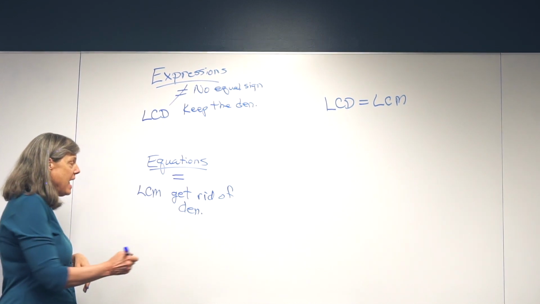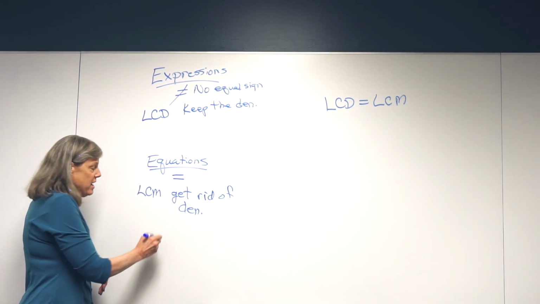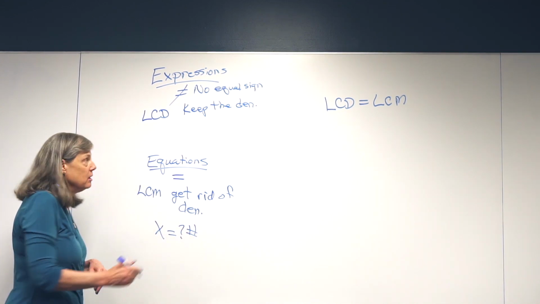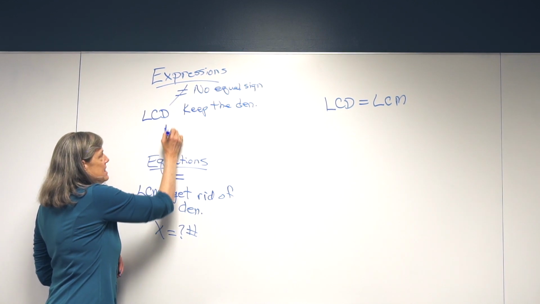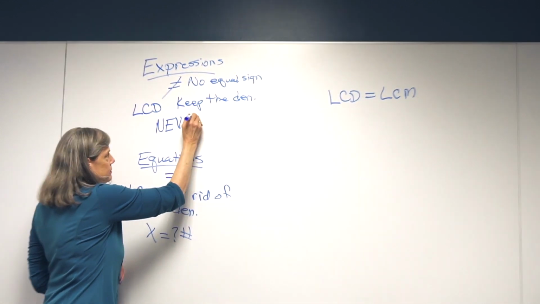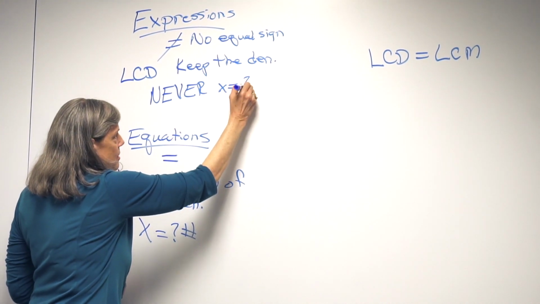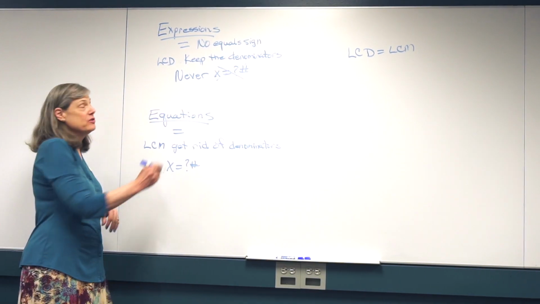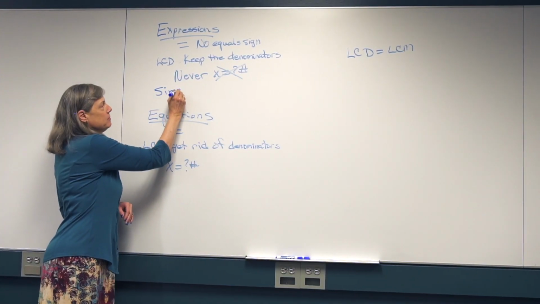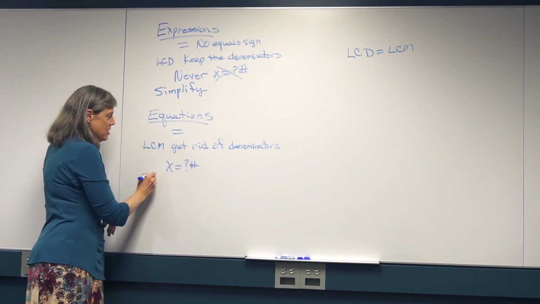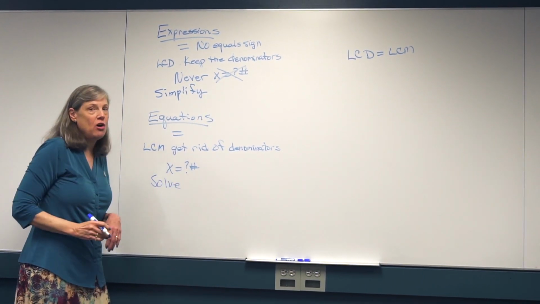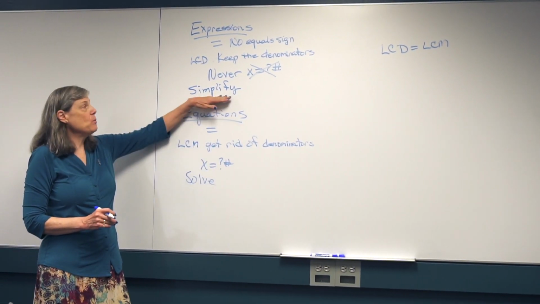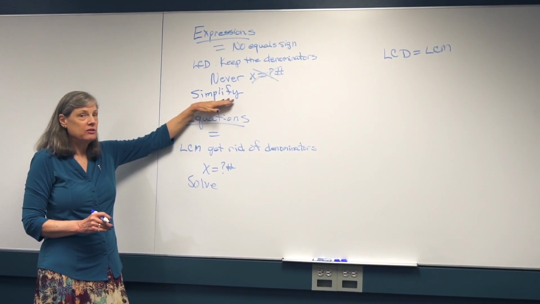Okay? Our answer for equations is always x equals some number. Our answer for expressions is never x equals some number. Never, never, never. And expressions we simplify, equations we solve. So don't be saying that I'm going to solve something when we're talking about an expression, okay?